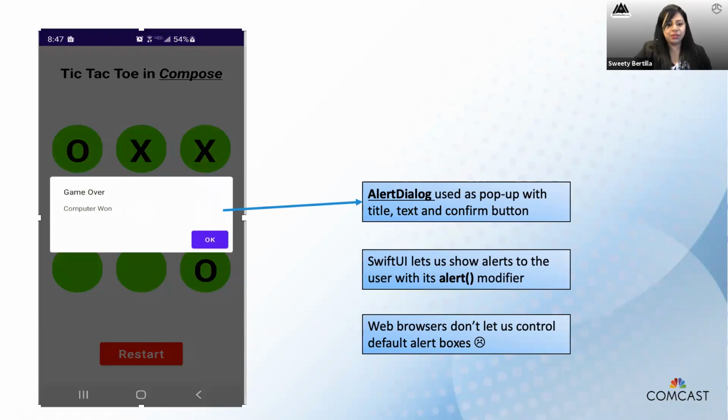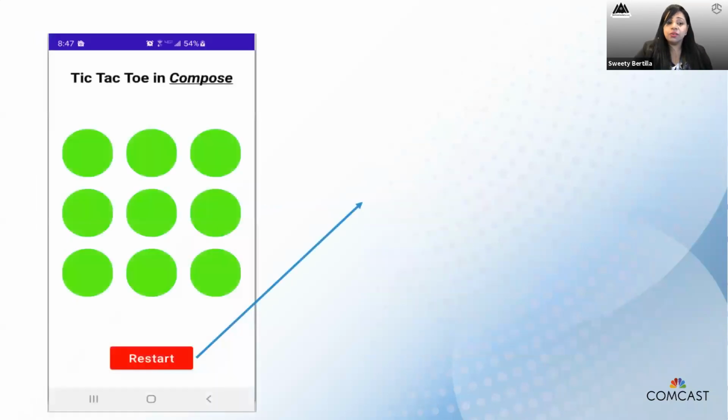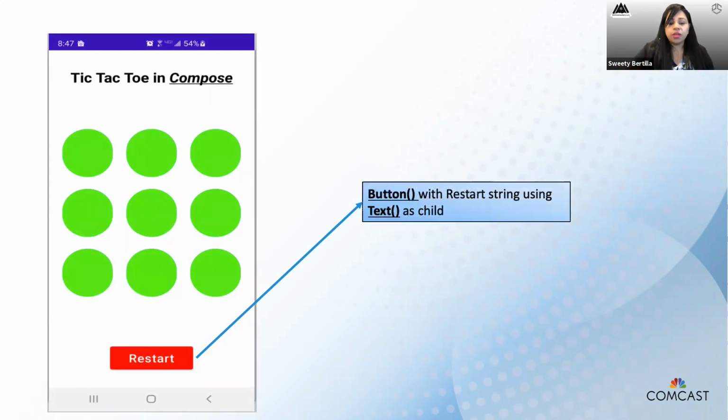Awesome, thank you. With that, let's look at the restart button. We know what the restart button is supposed to do. So once your game is done, I want to clear the board so we can play it again. So here we are using, as the name implies, a button.